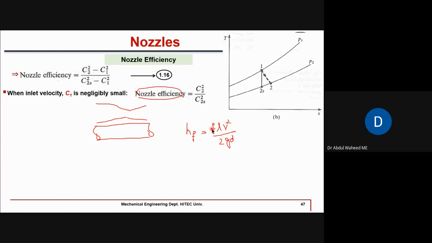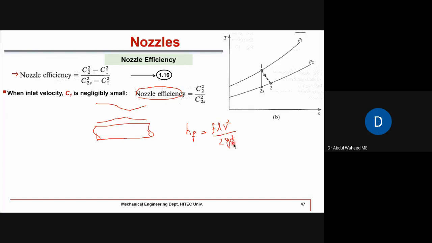Then size and shape of the nozzle. Size means how long this nozzle is. So here is the effect, length. Greater is the length, greater will be the losses. And shape. What about the shape of the nozzle? It could be a circular cross section nozzle, it could be rectangular, square, or any other shape. So that effect of shape will also be here somewhere in this equation.